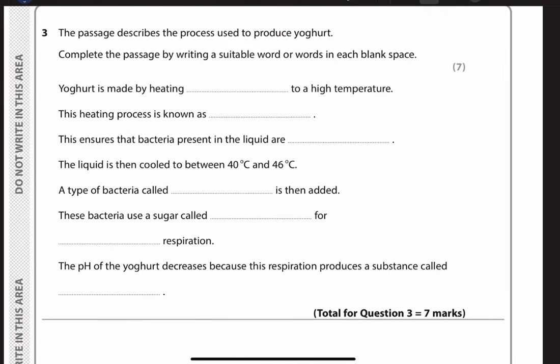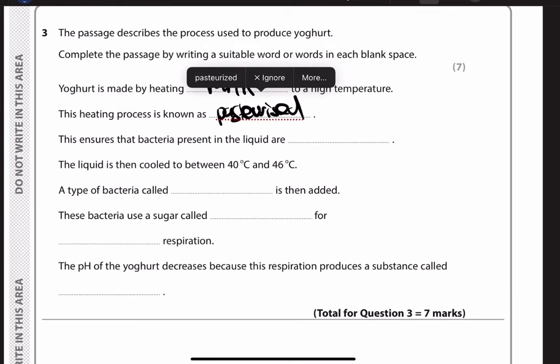This passage describes the process used to produce yogurt. Complete the passage by writing a suitable word or words in each blank space. Yogurt is made by heating milk to a high temperature. Milk is what we're missing here, okay? This heating process is known as pasteurization. I'm sure you've all heard of pasteurized milk before, unless you're one of those raw milk drinkers, which I don't advise. Don't drink raw milk, guys. It's not safe for you.